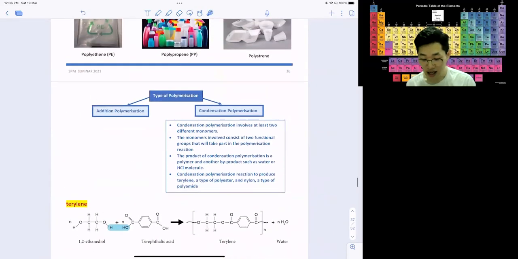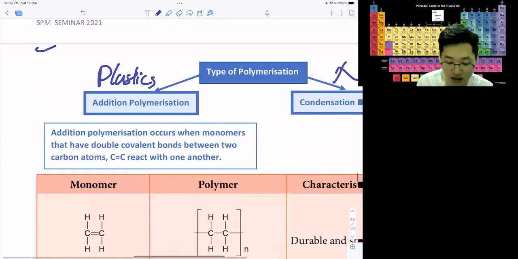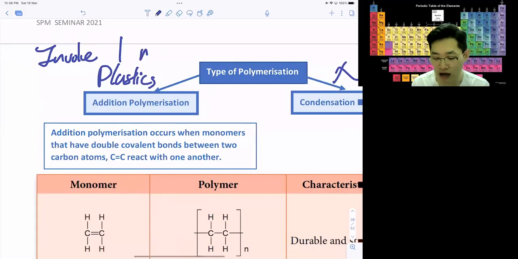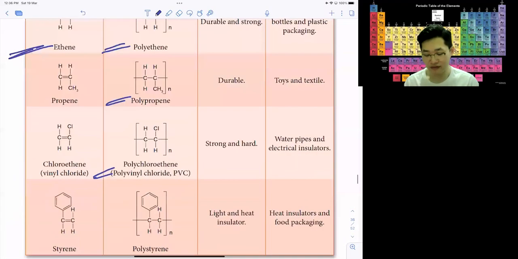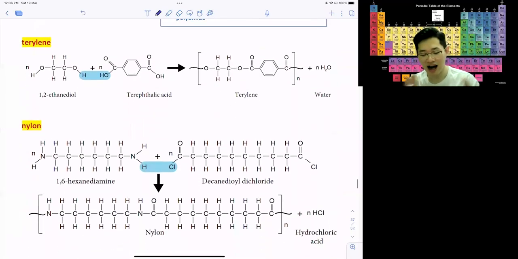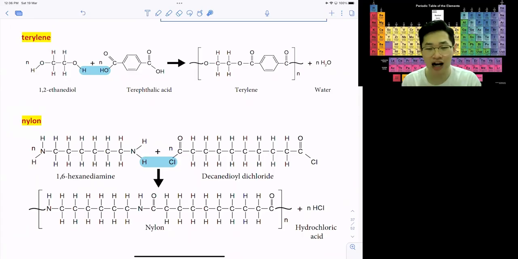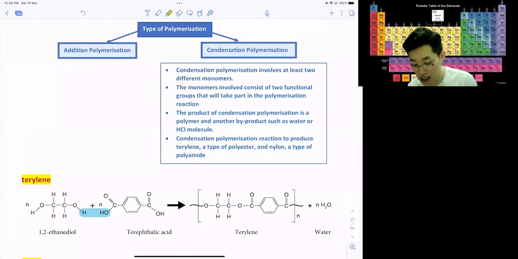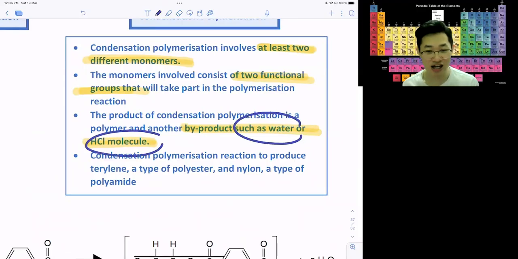For addition polymerization, it involves only one type of monomer, but condensation involves more than one type of monomer. You have to remember terylene and nylon, how they are combined. Condensation polymerization needs at least two monomers with two different functional groups, and produces a byproduct like water or HCl.